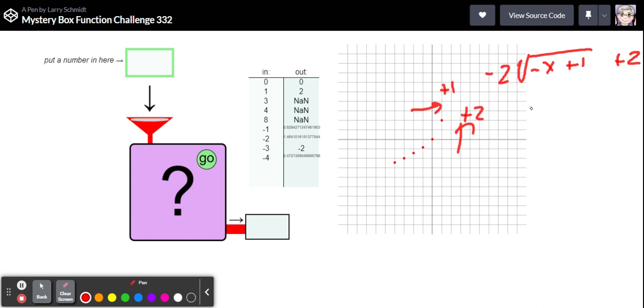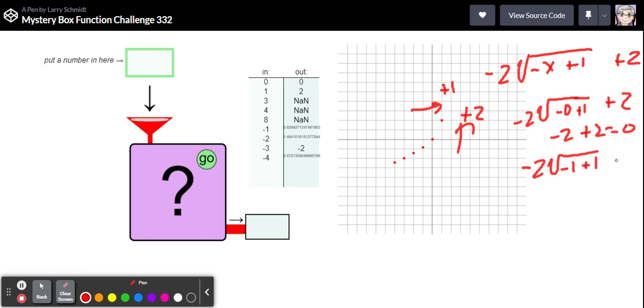So let's put in our 0 first. So -2 times the square root of -0 plus 1, plus 2. So this comes out to 1. The square root of 1 is 1. 1 times -2 is -2. -2 plus 2 is 0. We got a 0 there. Let's put in a 1. So -2 times the square root of -1 plus 1, plus 2. So this is 0. So all of this equates to 0, and that's just 0 plus 2, and we got a 2. Should we test out our -3 here?